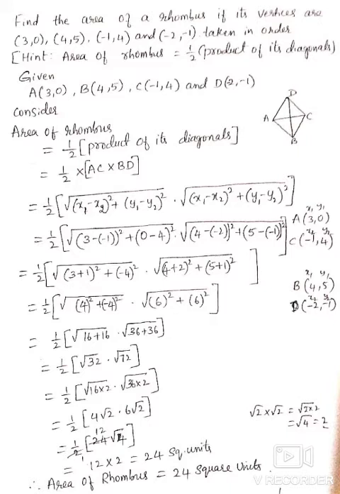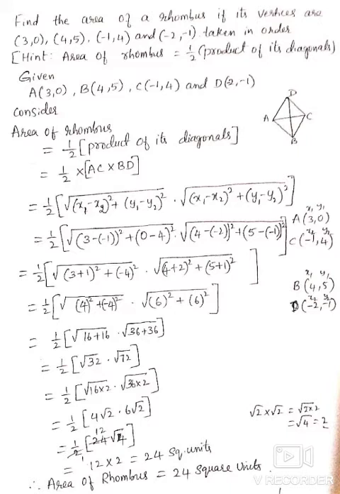When you take AC, using the distance formula, you have to take point A as (x1, y1) and point C as (x2, y2). When you take diagonal BD, you have to take point B as (x1, y1) and point D as (x2, y2). So area of rhombus is equal to half of the product of its diagonals, that is half of AC into BD. That is half of square root of (x1 minus x2) whole square plus (y1 minus y2) whole square, into square root of (x1 minus x2) whole square plus (y1 minus y2) whole square.